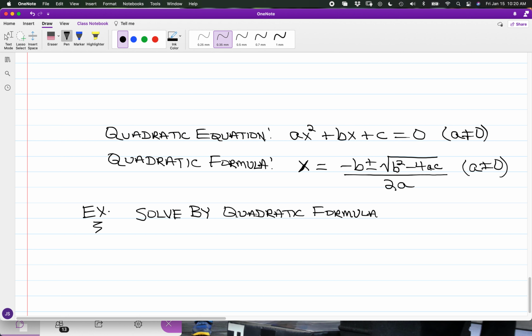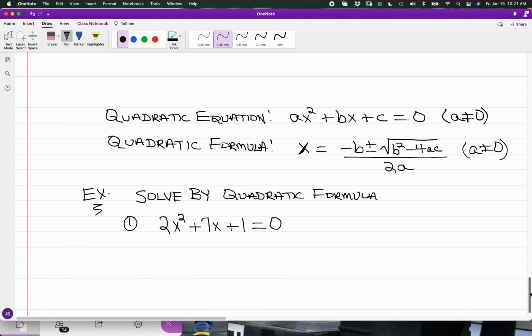So be careful with the sign value that results from multiplying negative 4 as well as when multiplied by both a and c. And let's say that for what we have as first case, we can say we have 2x squared plus 7x plus 1 is equal to 0.